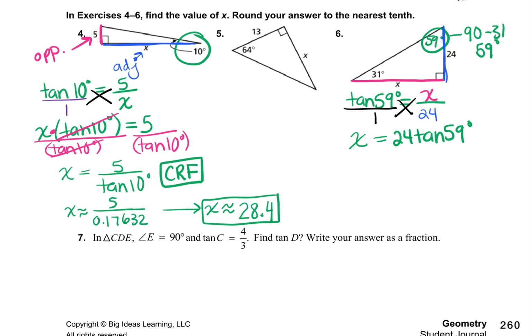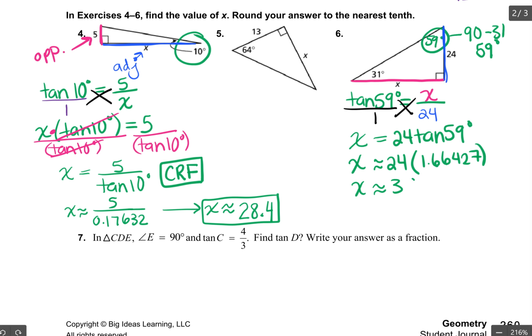So now I type that into my calculator. And again, some of you guys might have to do 59 and the tangent first and get that decimal, and then multiply that answer by 24. So if you're doing that, the tangent of 59 by itself is 1.66427. Multiply that by the 24, and you're going to get that x is approximately 39.9, and just 0.9. And there we have x. Awesome. So let's go on to number 7.